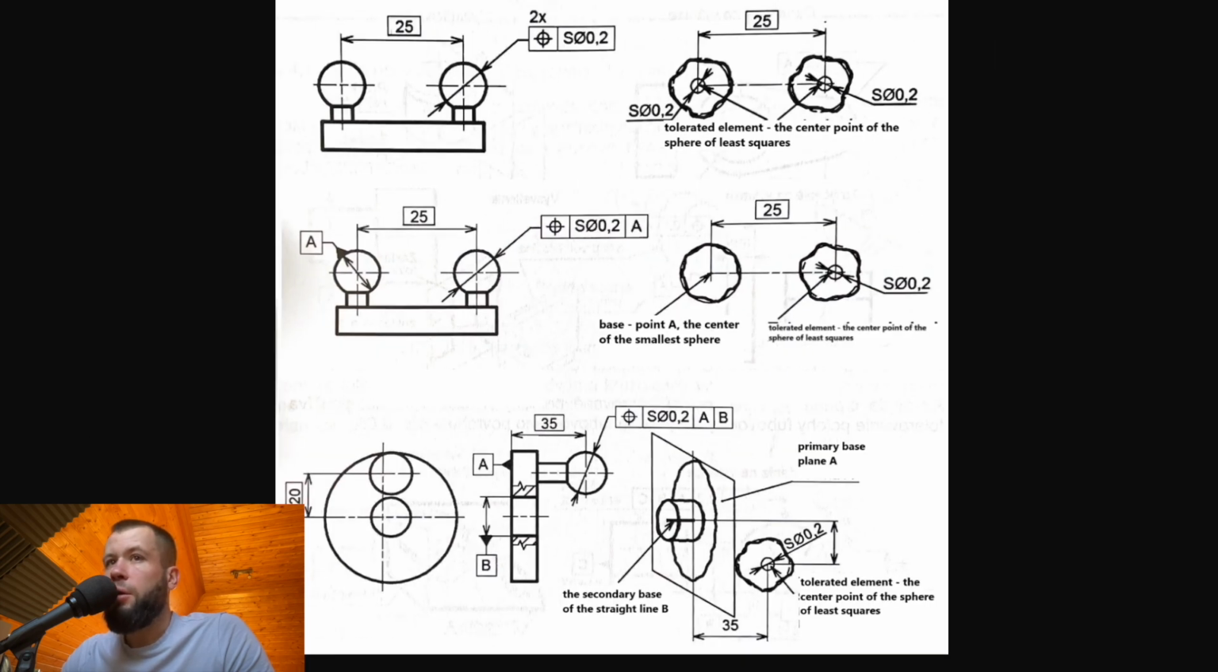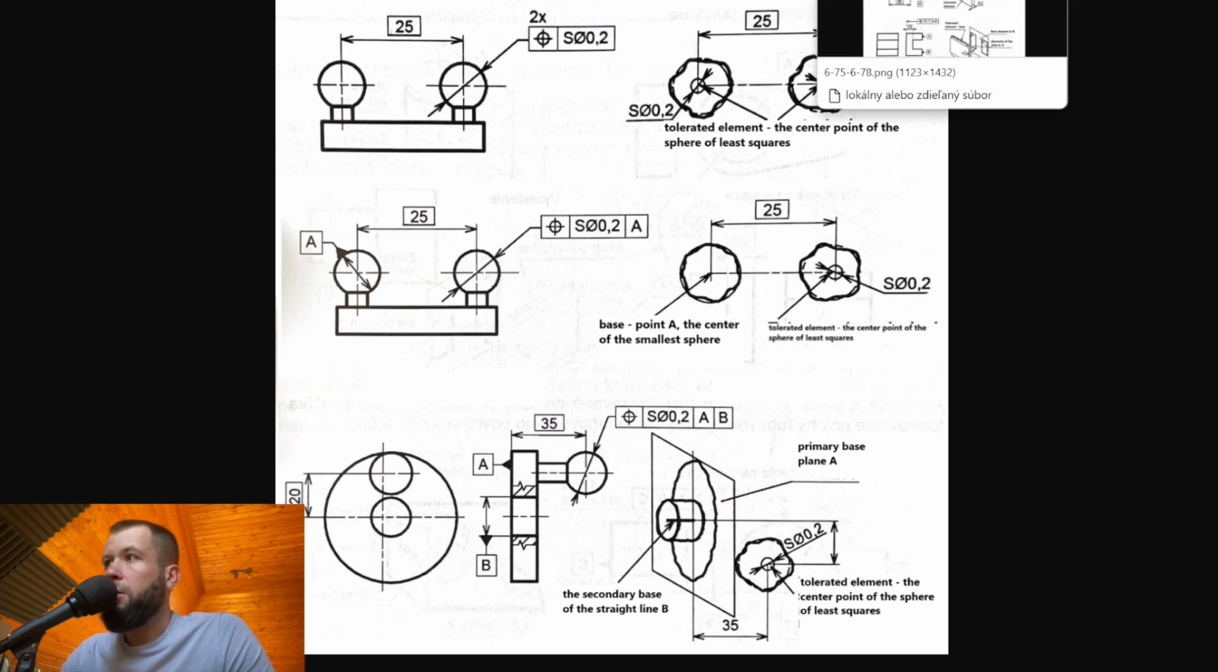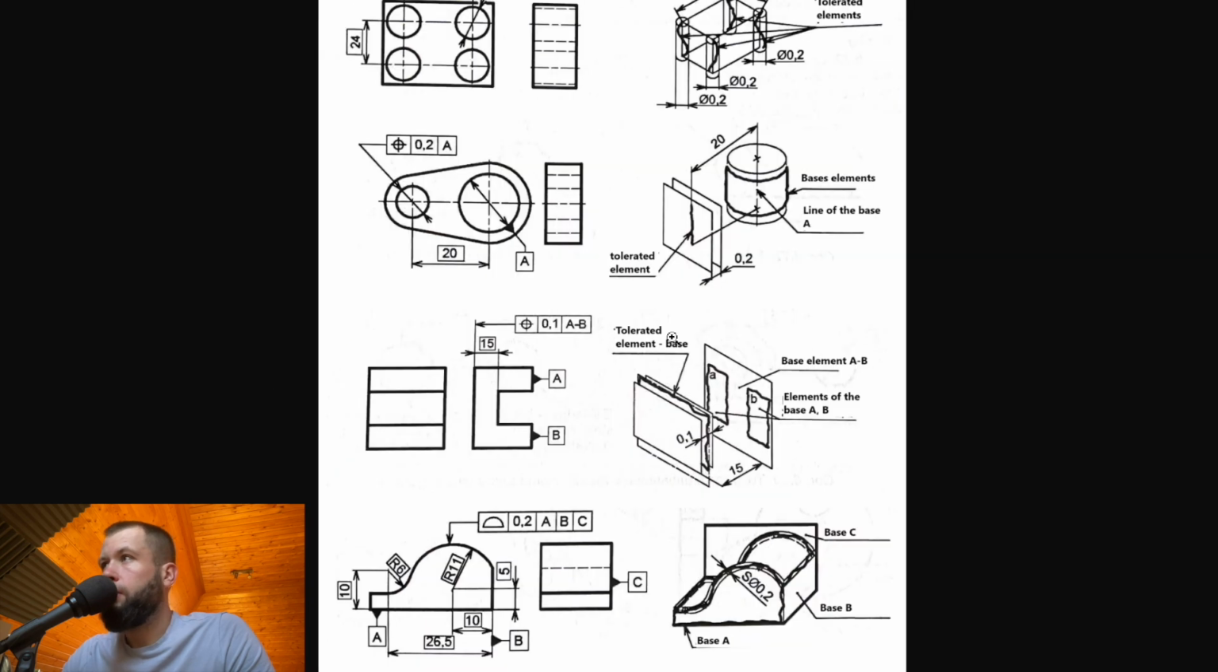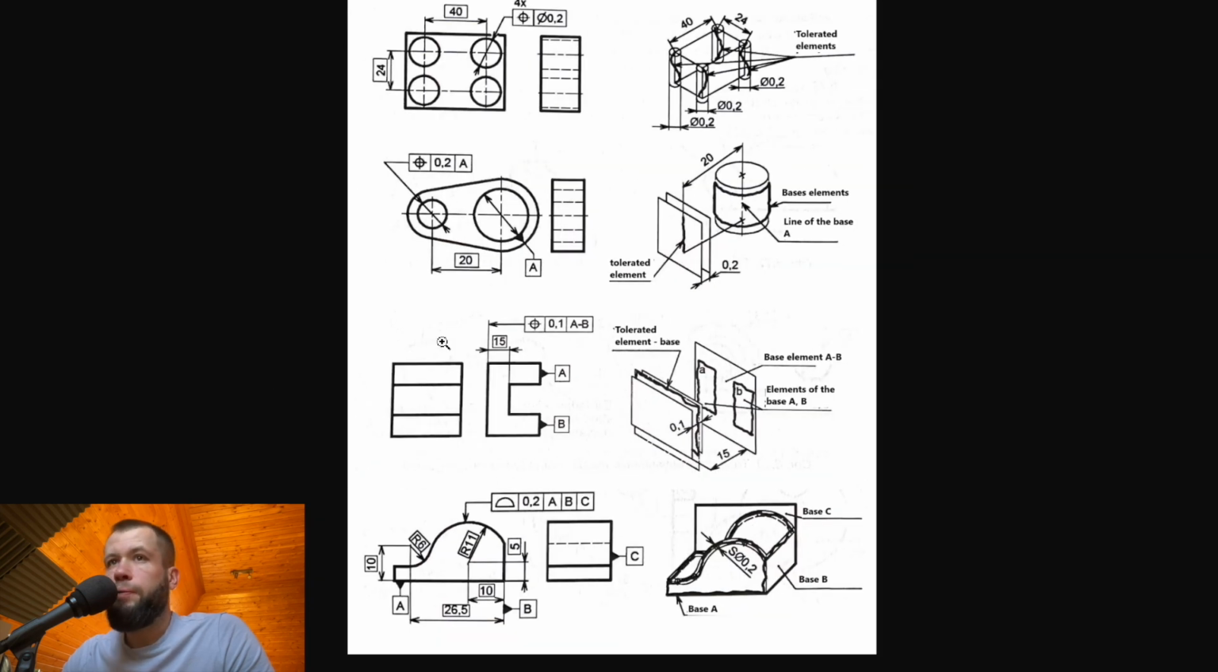The location tolerance is the position tolerance and applies to the location of the point, the nominal straight line, and the surface of the nominal plane, that is the center of the sphere, the axis of the hole or shaft, and the center plane of the groove, as you can see in these figures. And this is another figure, as you can see here.